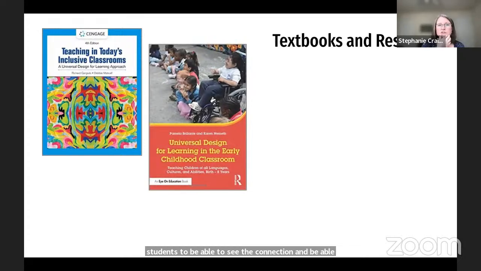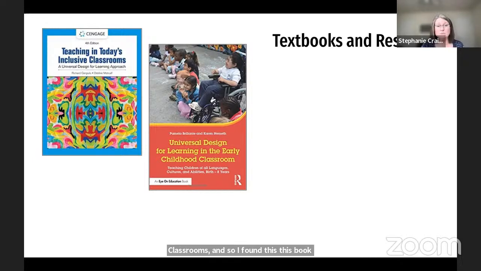I also teach a transition class. One is for mixed ed, and then we just separated it so that the elementary has their own transition class. Their placement is actually out in inclusive pre-K classrooms. And so I found this book.